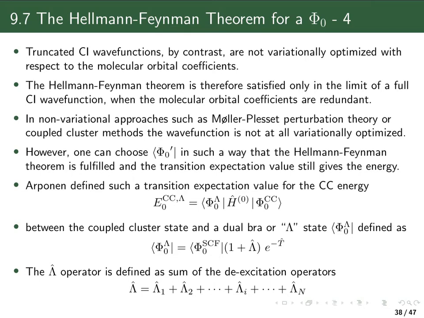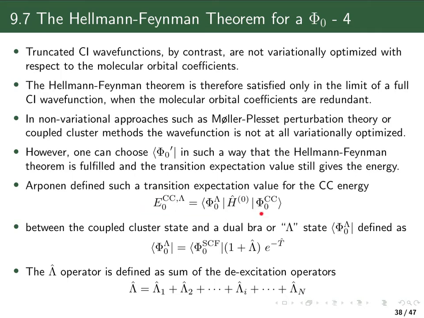Such an expectation value, a transition expectation value, was defined by Helgaker and coworkers for the coupled cluster energy, where the wave function in the bra is called the coupled cluster dual bra state, or just the lambda state, and it's defined in this way. So it's not just the singles-doubles-and-so-on operator, but with the lambda operators, and then afterwards the e to the minus T operator again. And the lambda operator is the same lambda operator which we had in the chapter about excitation and de-excitation operators. So it's the sum of all the de-excitation operators.